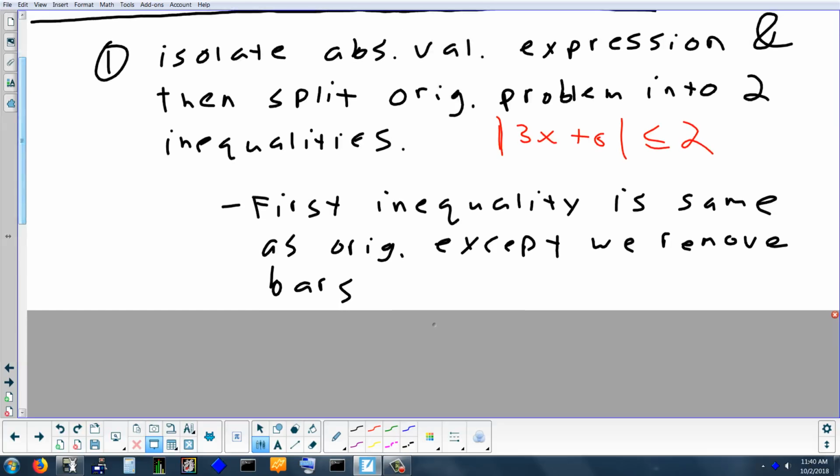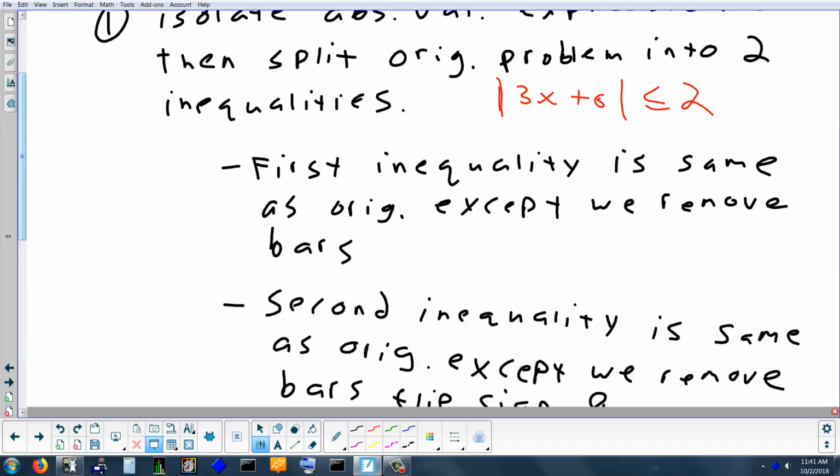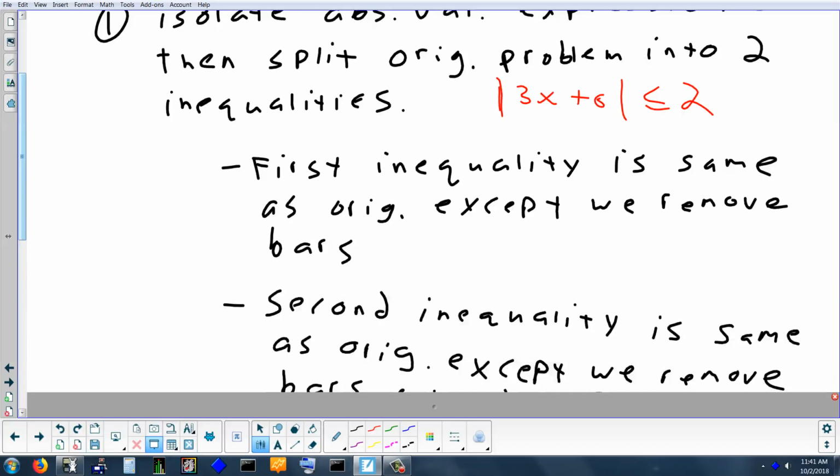Now, the second one, yesterday we had to do an extra step. We copied down the original, we took out the bars, and what was the one extra thing we had to do? Yep, Emily? Whatever was on the other side to be opposite. Yeah, we had to change the number on the other side to its opposite. We're still going to do that today. It's the same as the original.